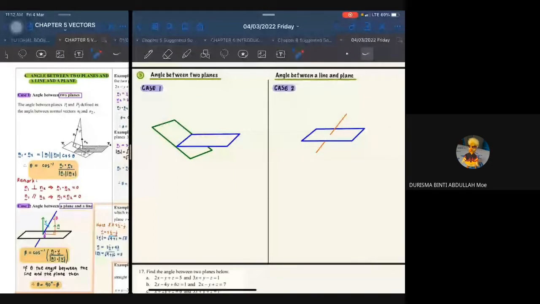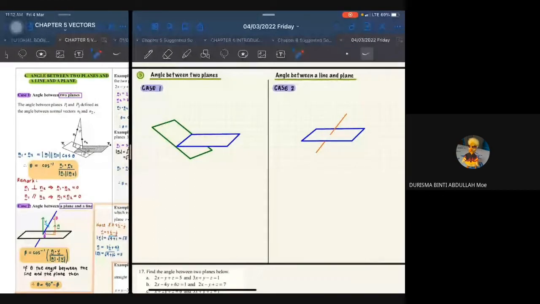Maybe soalan tu dia akan cakap find the acute angle. So you know that an acute angle is the angle between 0 to 90 degree. So kalau acute angle dia yang ni lah, yang kecil ni, ataupun yang belah kiri, this one. If let's say soalan minta obtuse angle, obtuse angle is between 90 to 180. So this one, ataupun yang ni. So dua ni lah. Depends on the question, dia nak acute angle or obtuse angle.